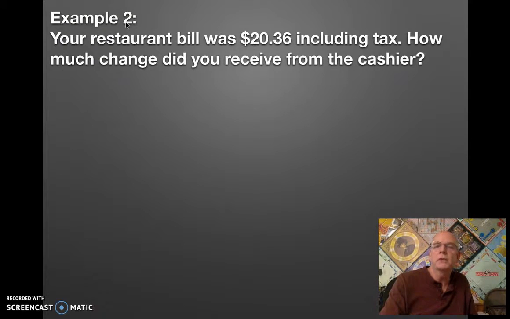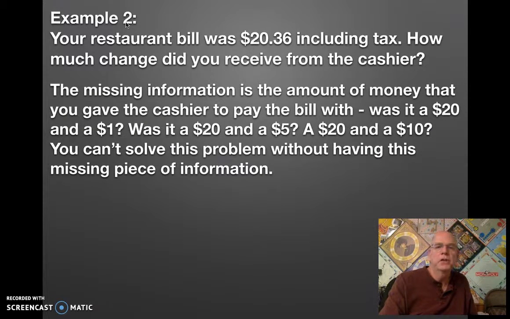Another example: your restaurant bill was $20.36 including tax. How much change did you receive from the cashier? Well, the missing information is the amount of money that you gave the cashier to pay the bill with. Was it a $20 bill and a $1 bill? A 20 and a 5? A 20 and a 10? A 20? We don't know what you gave the cashier in order to be able to calculate the change that you would receive back. So that's the missing piece of information.